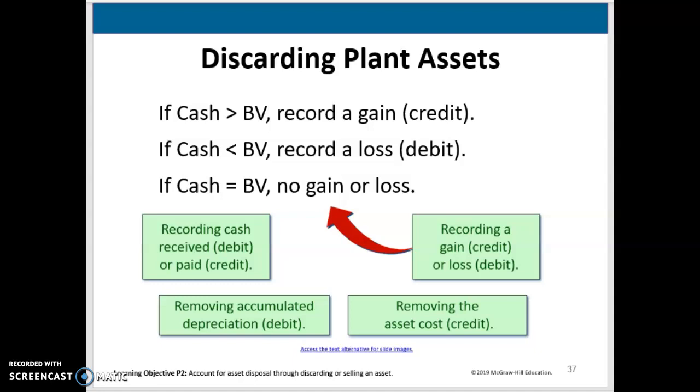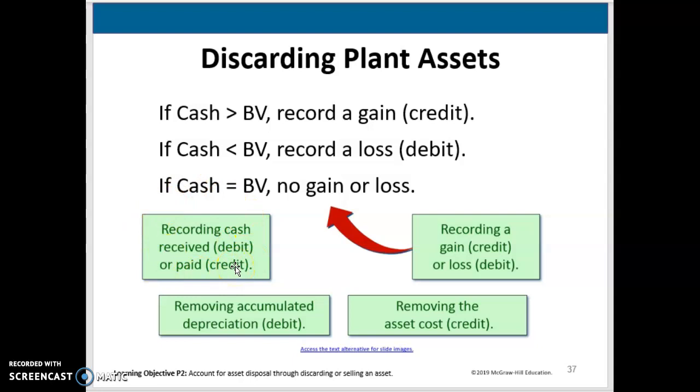So let's look at how we can determine whether we have a gain or a loss. This slide shows us that if the cash we receive is greater than book value, we're going to record a gain. If the cash we receive is less than book value, then we would have a loss. And if it's equal to book value, there's no gain or no loss. So if we have a gain or a loss, a gain is going to be a gain on the disposal of plant assets. If it's a loss, it's a debit on the loss of disposal of plant assets. So we're going to record the cash if we receive it as a debit. If we had to pay it out, it's a credit. So rules of cash stay the same.